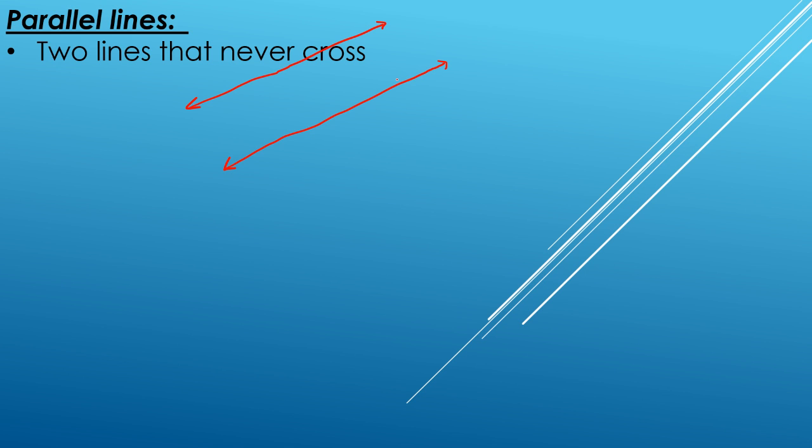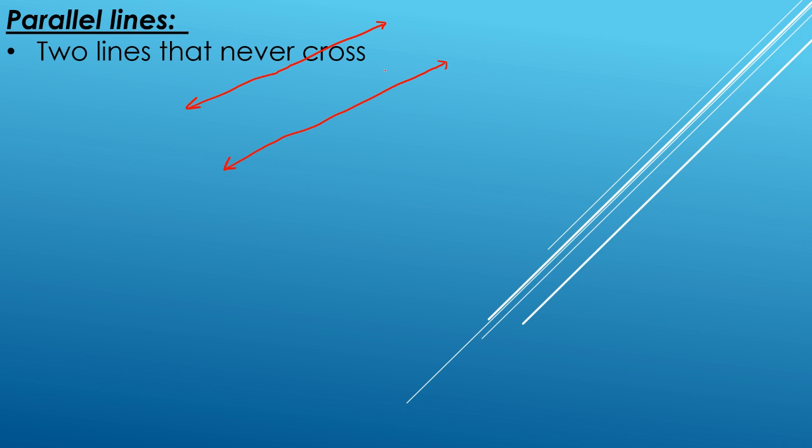Okay, now let's have a word on parallel lines. Now remember, parallel lines are two lines that never cross. Two lines that never cross.